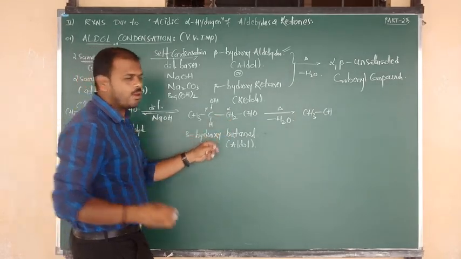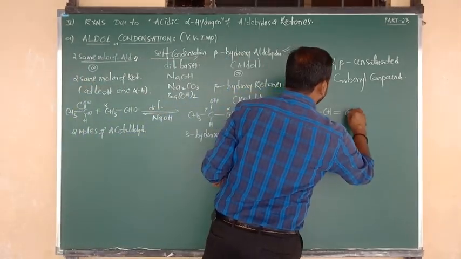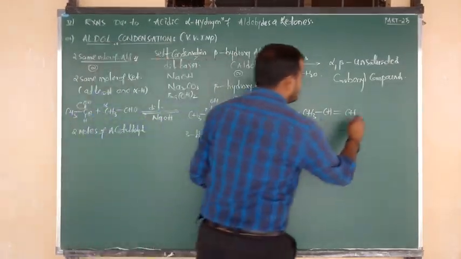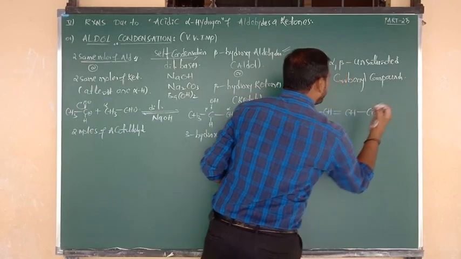But between them, what will be formed? A double bond is going to be formed. I have written here CH, CH2 becomes CH, and the last group is nothing but CHO. That CHO we have to write as it is.